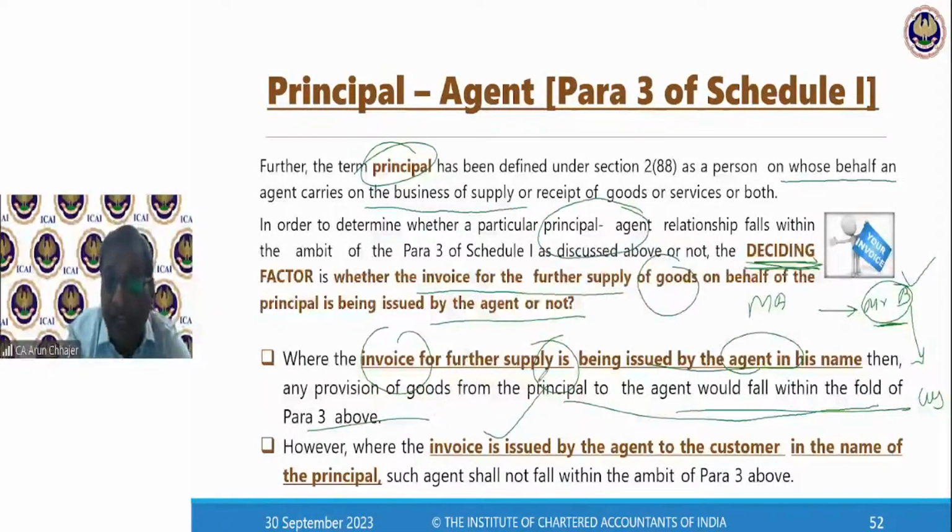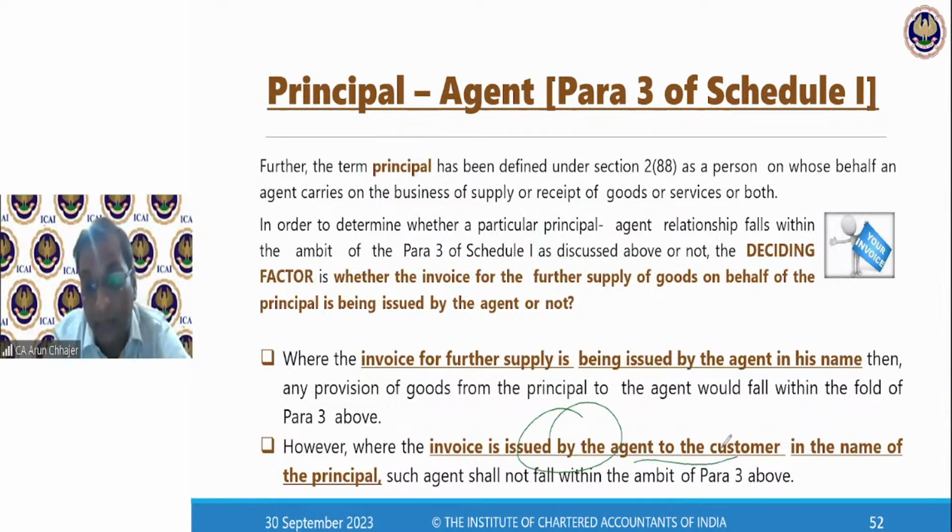Same, contrary to this particular point, if the invoice is being issued by the agent to the customer in the name of the principal, then that agent will not fall in the ambit of para 3. It means in that case, when the principal... so what is the crux of this particular discussion?